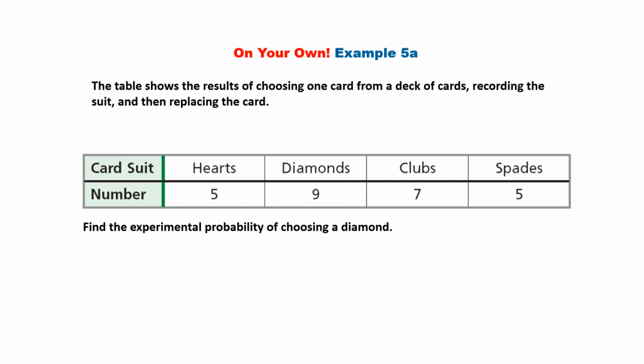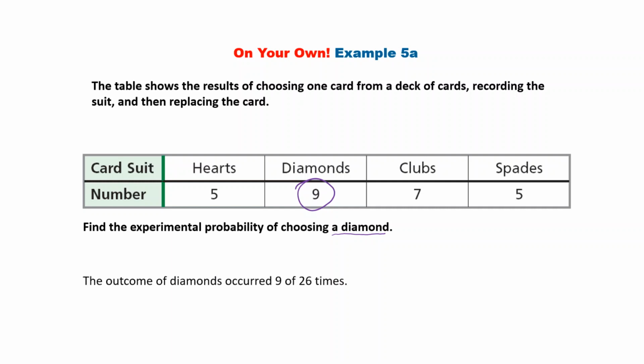The problem says the table shows the result of choosing one card from a deck of cards, recording the suit, and then replacing the card. We want to find the experimental probability of choosing a diamond. So first of all, I can look and see how many times they did this. Well, 5 plus 5 is 10, plus 6 is 16, and 7 is 26 times they tried it, and only 9 times did they get a diamond.